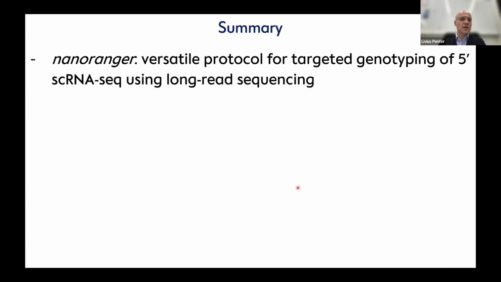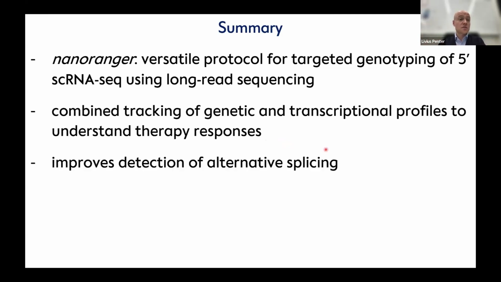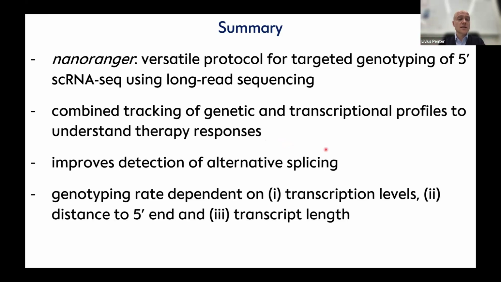So with this, I want to summarize. I hope I've convinced you that NanoRanger is a very versatile protocol for targeted genotyping of 5' single-cell RNA-seq libraries. We could also do 3' if we wanted. We would just have to change the primers a little bit. And this allows you to do combined tracking of genetic and transcriptional profiles, for example, to understand therapy responses. It improves the detection of alternative splicing.